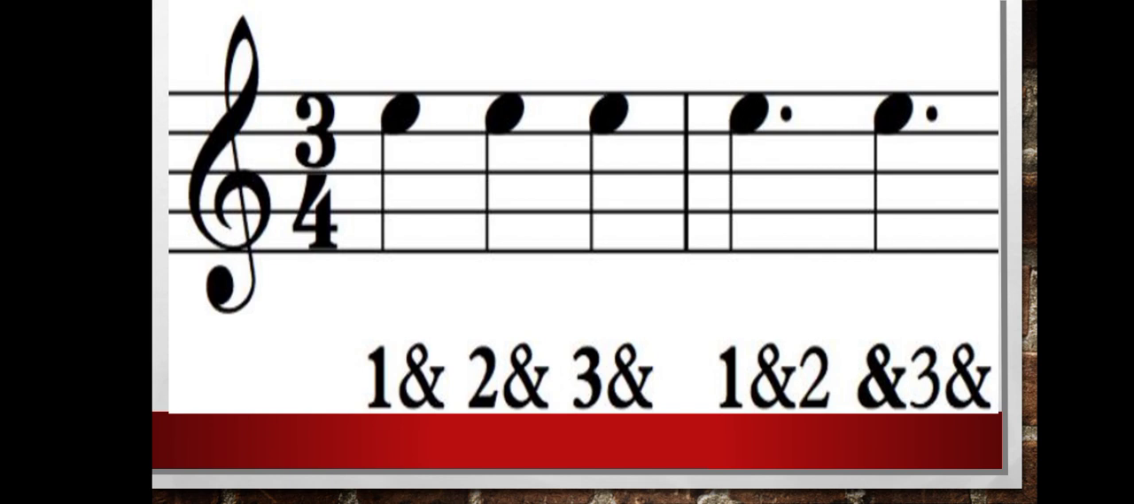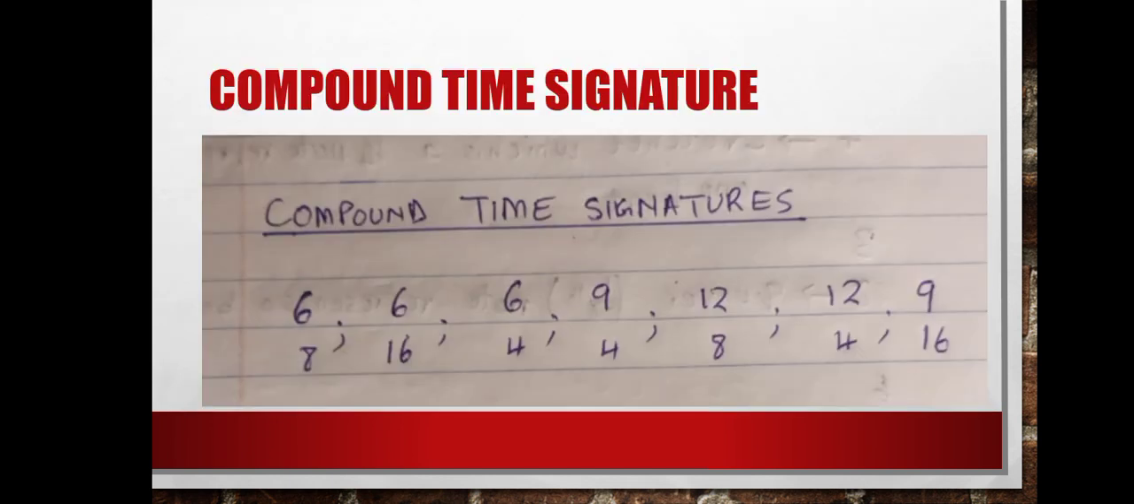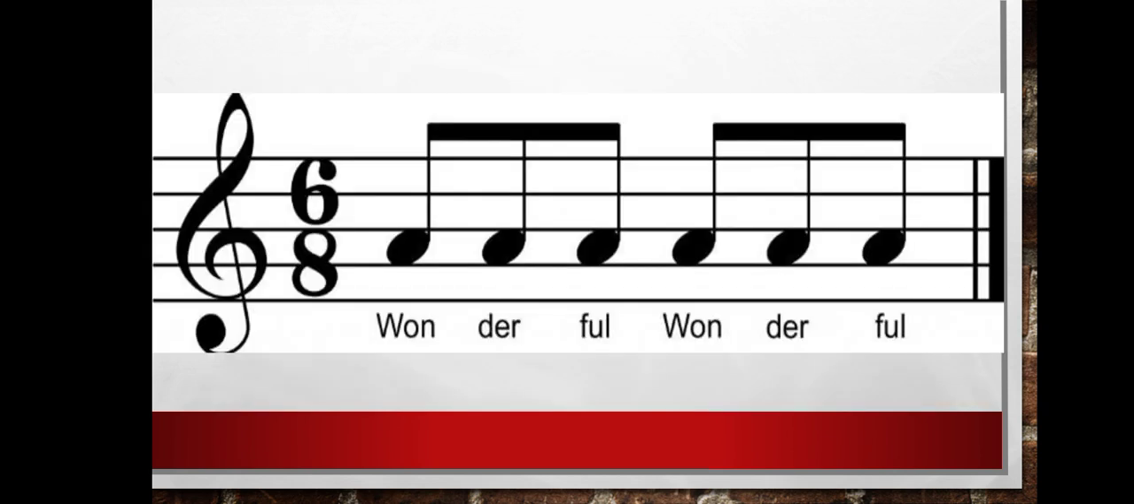Only for the one which has 3 on the top number. If the time signature has 3 as a top number, that's a simple time signature. But if it has any other number that is not 3, but that is divisible by 3 on top, that means it's a compound time signature. These are examples of compound time signatures. So if you see 3/4, 3/8, 3/2, all those ones are simple time signatures. But if you see 6/4, 6/8, 6/16, or 9/16, 9/4, 9/2, 12, all those ones are compound time signatures, because the top number is not 3 and it is divisible by 3. I hope you're getting that.